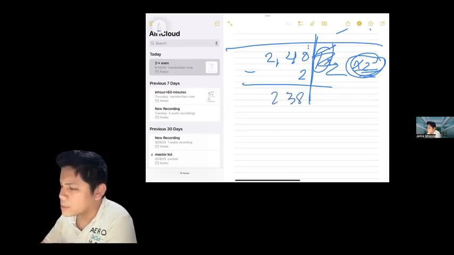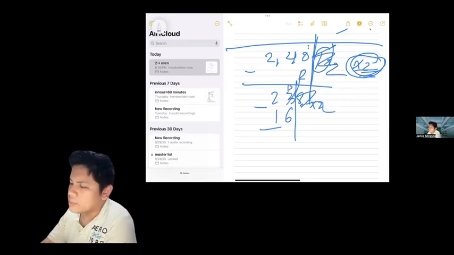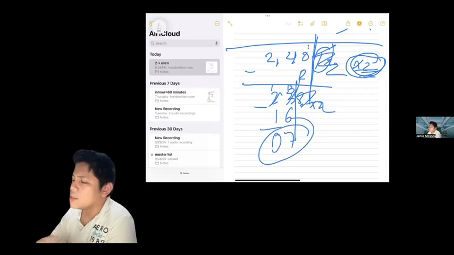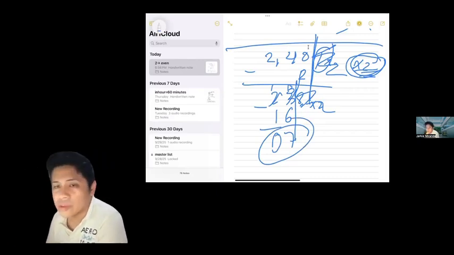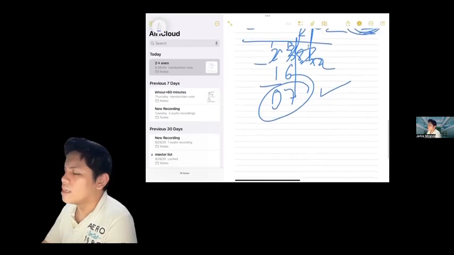The next step, the last digit now is 8. Disregard this. 8 times 2 is 16. So, write 16 here, and disregard this already. 13 minus 6 is 7. The ending number is 7. Is 7 divisible by 7? Of course it is. So, it is divisible by 7.